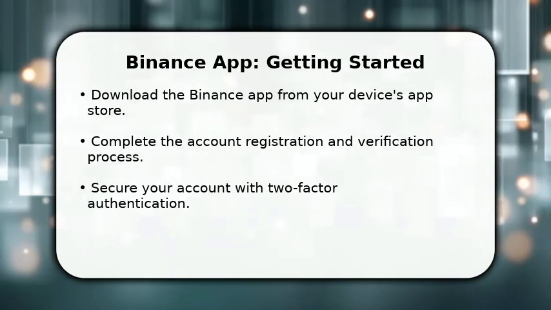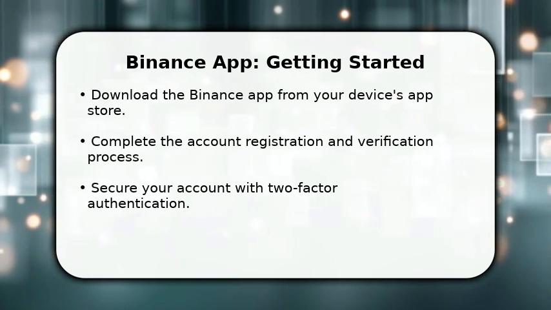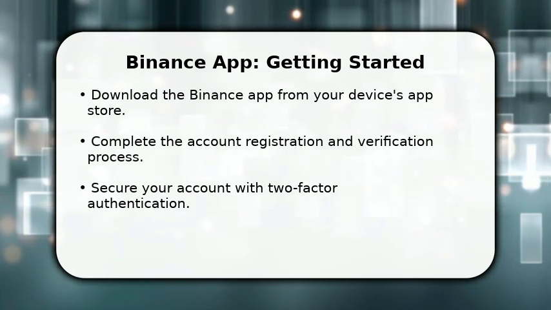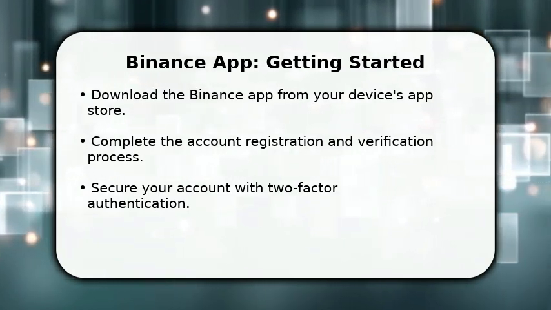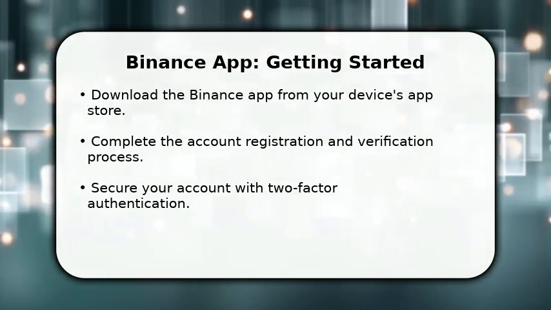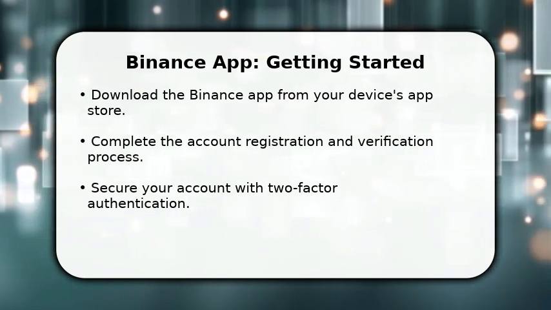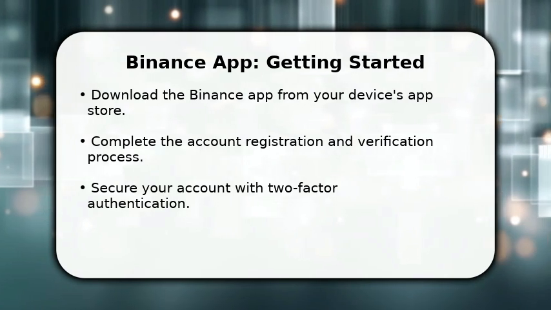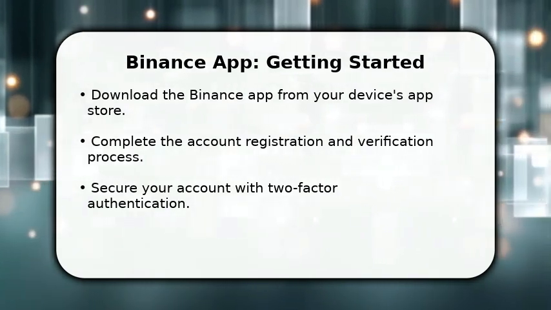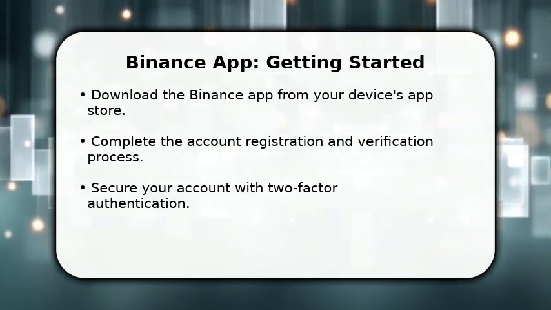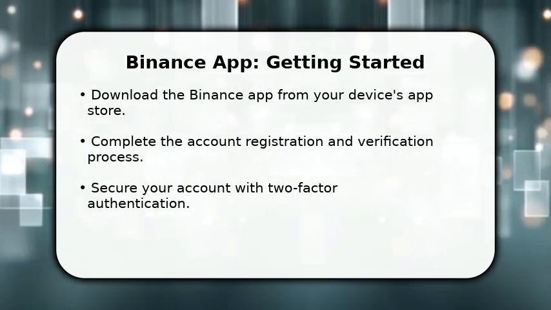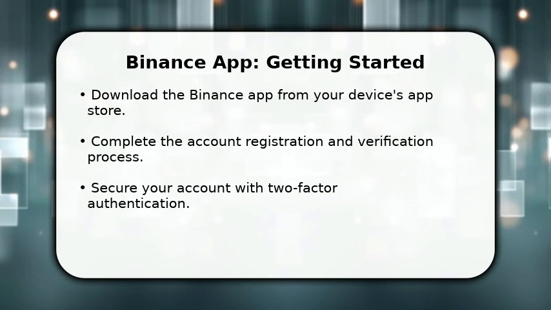In this video, I will explain how to use the Binance trading app. First, download the Binance app from your device's app store. Once installed, you'll need to register for an account and complete the necessary identity verification steps. This usually involves providing some personal information and a photo ID. Finally, enhance your account security by enabling two-factor authentication, which adds an extra layer of protection to your digital assets.